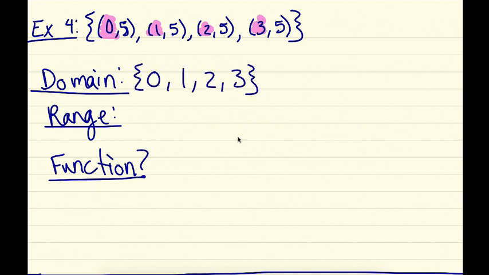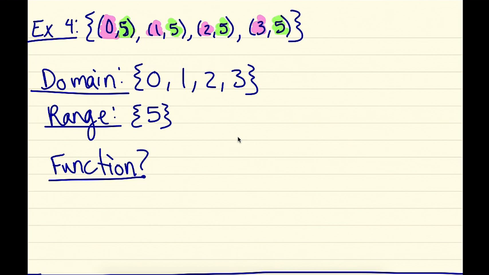So when you're writing down domain, you're just writing down that list of first values, or x values. Range is the second numbers. So 5, 5, 5, and 5. They're all 5. So when we write down our range, you don't have to write the 5 every time. You just have to write it once.